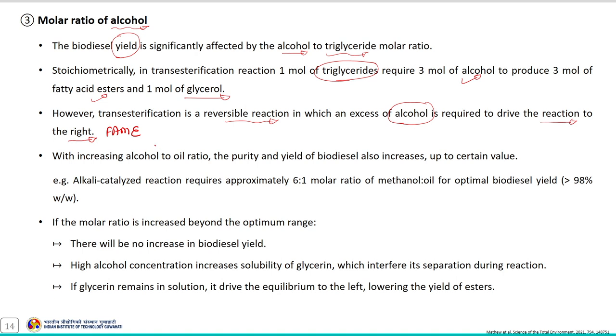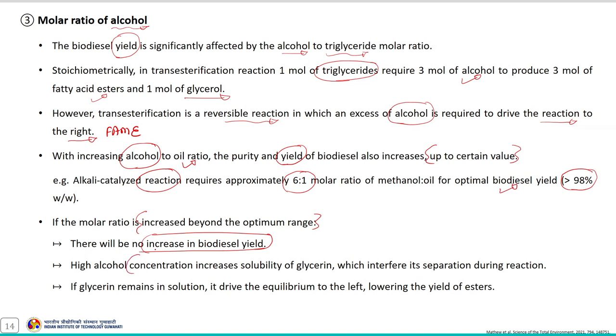With increasing alcohol to oil ratio, the purity and the yield of biodiesel also increase, but up to a certain level. For example, if an alkali catalyst reaction requires approximately a 6:1 molar ratio of methanol to oil for optimal biodiesel yield, that is close to 98%. Now, if this molar ratio is increased beyond the optimum range, then there will be no further increase in the biodiesel yield.